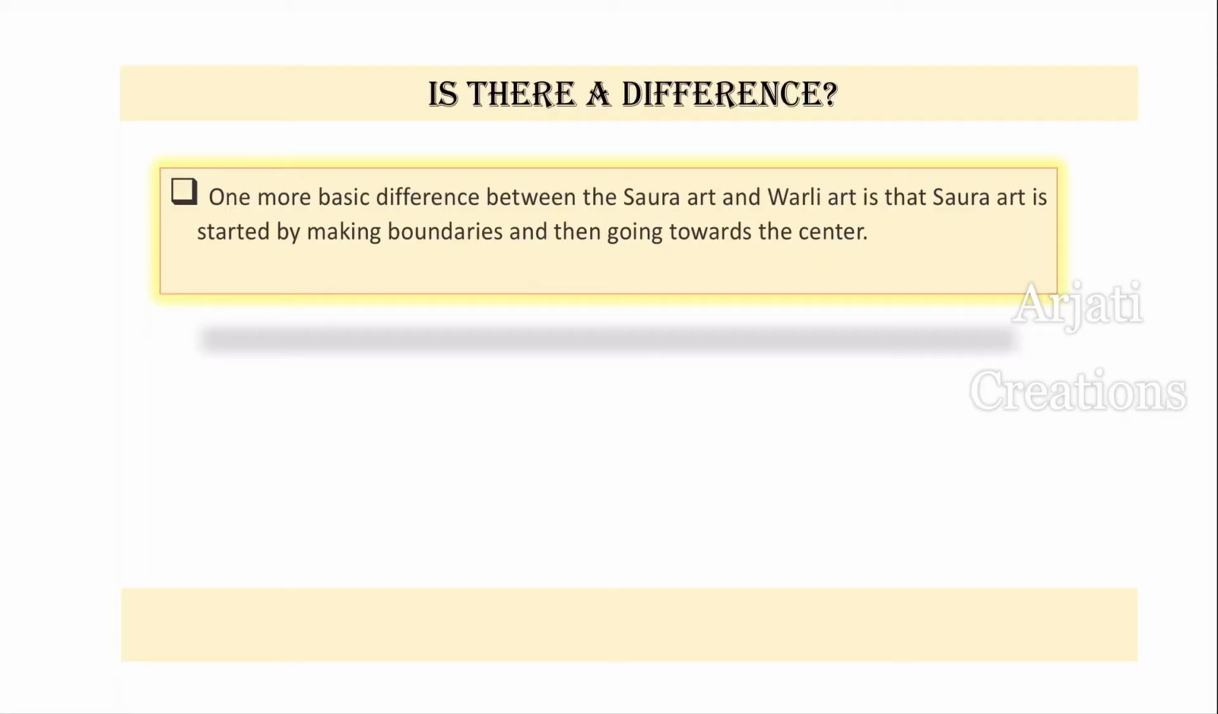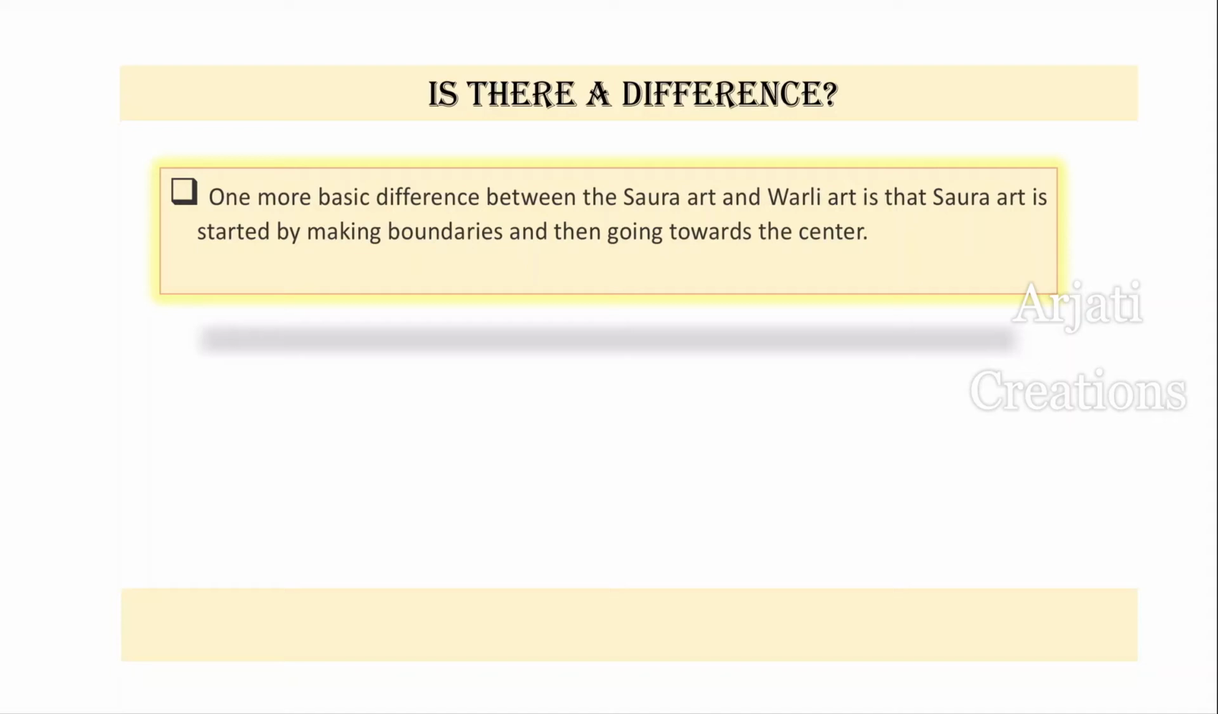And the final and important difference is that in Sora art, borders are very, very important. All the paintings of Sora art will have beautifully made borders in geometric patterns, and generally the painting would start from the borders. First borders are made and then they go on to make the center part.